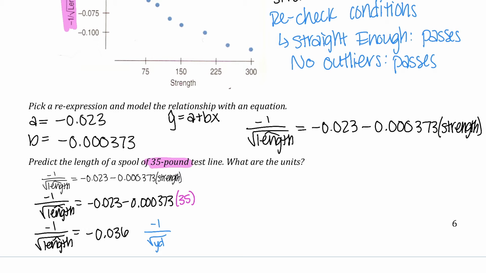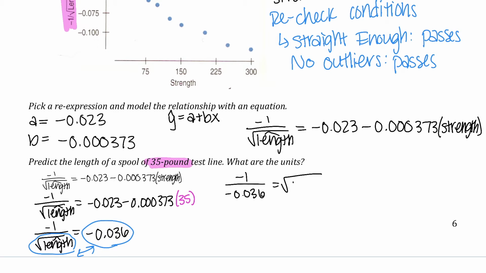So we really want to find length hat. So we're going to have to do some maneuvering here. All right? So I don't really want these units. I want it to just be in yards so I can talk like a normal human being. So length is in the bottom of our fraction. We got to get it out. So I could multiply both sides by the square root of length and then divide by this number here. Or I can just do a little flip-flop. You might have seen this in some algebra classes before that you can do this. And I'll end up with negative 1 over negative 0.036 equals the square root of length hat.